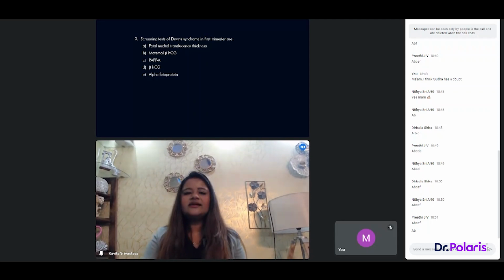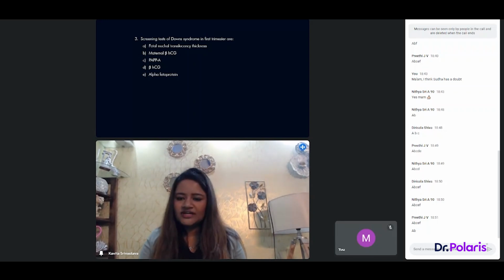and there is one important NT-NB scan that is done in the first trimester. So nuchal translucency and the nasal bone. So NT-NB scan, which is done, is also an indicator for any kind of trisomies which can develop. So A, B, and C, all of these are the right options. Okay. All right. Next question, question number 4.